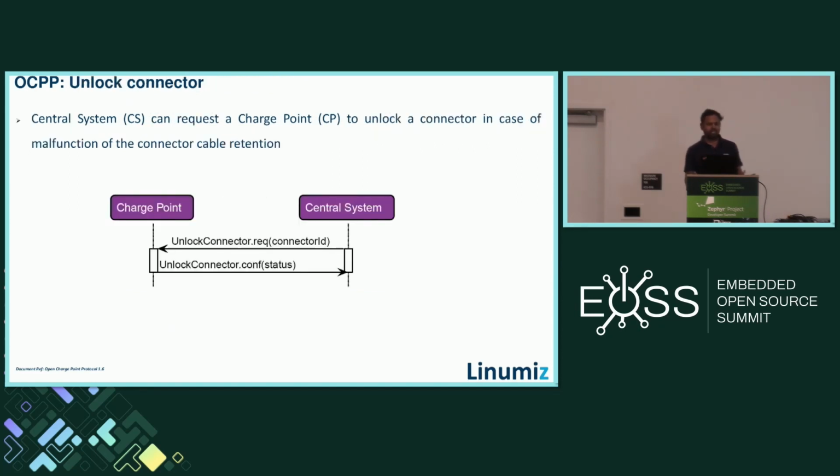Okay, there are some cases where a malfunction of the cable retention happens. After authorization, the user has to get the cable and then connect to the charger. If any malfunction happens with that, then he can request the charge point operator, so that the charge point operator can send an unlock connector message from the central system to the charging station.